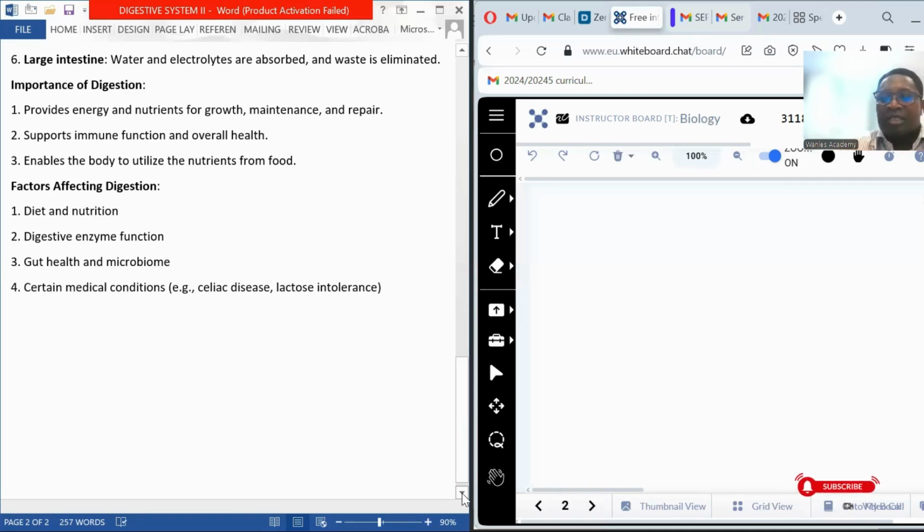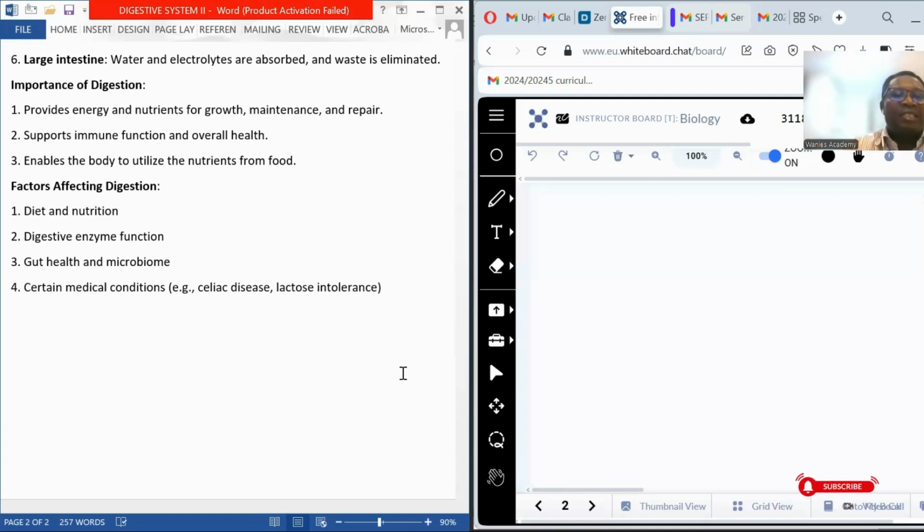Let's see some factors that can affect digestion. One of it is diet and nutrition. If one does not eat the appropriate diet, digestion might not be effective. Like if one takes only carbohydrates, it might lead to malnutrition because all those nutrients needed for good growth are not provided in carbohydrates. Carbohydrate is just enough to provide us with energy.